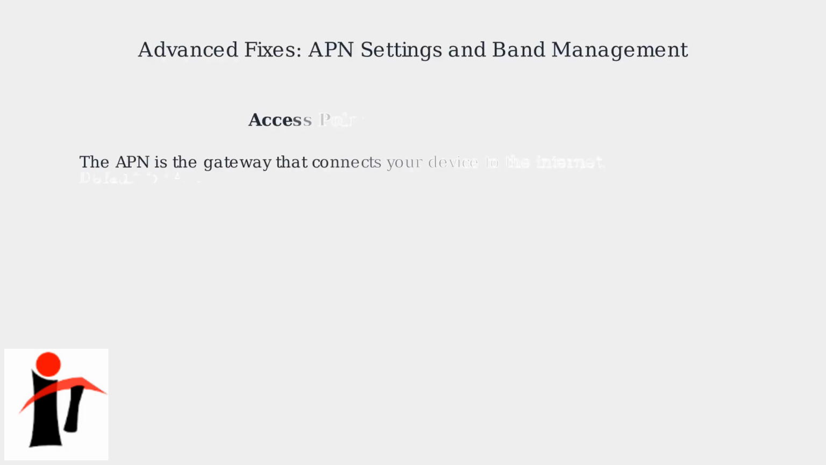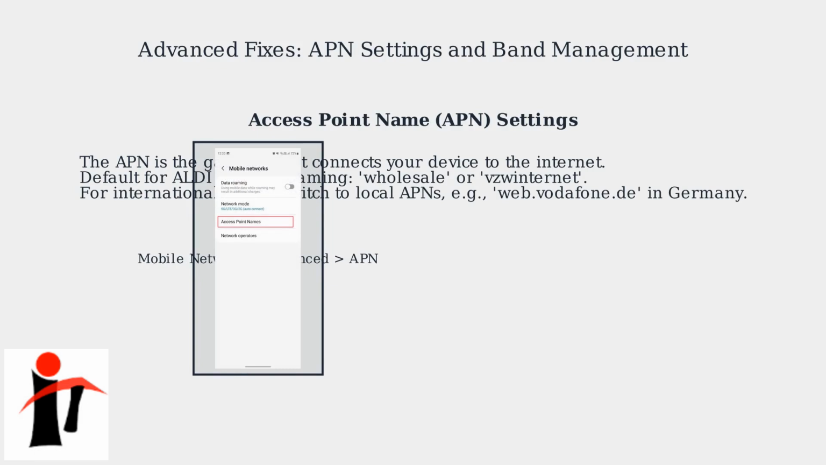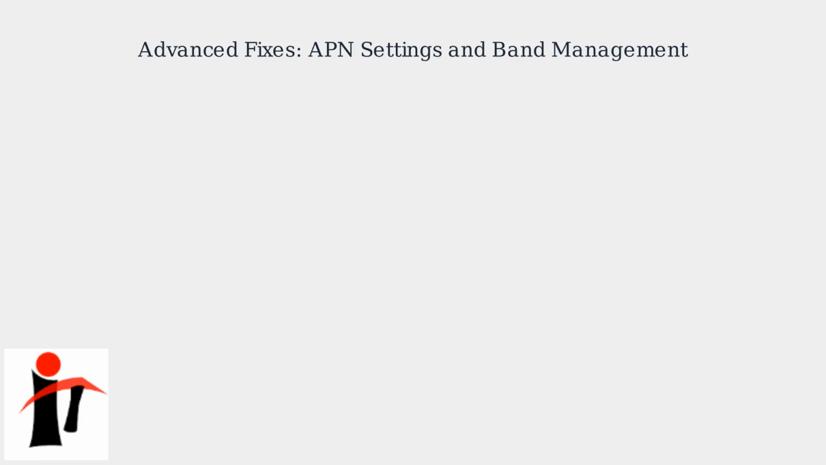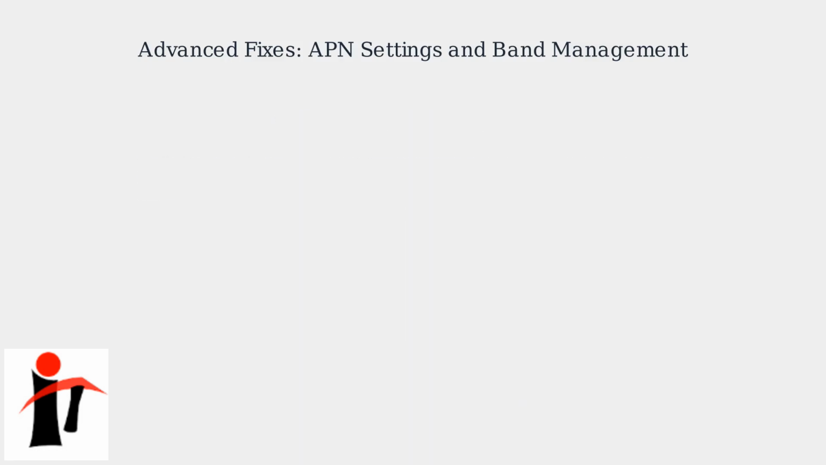If the app toggle doesn't work, check your access point name settings. The APN is the gateway that connects your device to the internet. The default APN for ALDI Mobile roaming is often wholesale or VZ Winternet. However, international travel might require manually changing to local APNs. For example, switching to a European carrier's APN like web.vodafone.de in Germany might be necessary. Correcting incorrect APN settings can resolve no service errors.